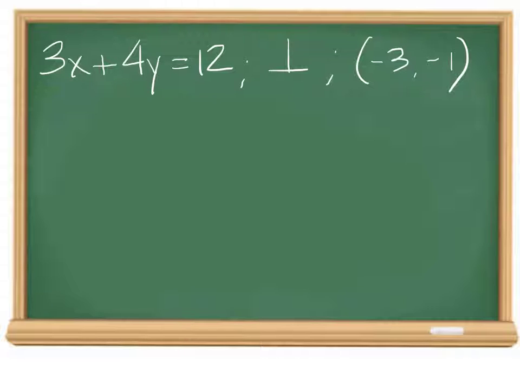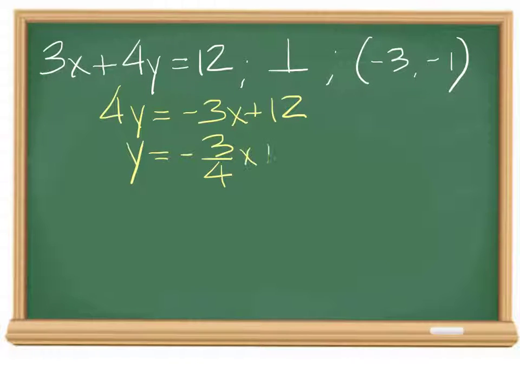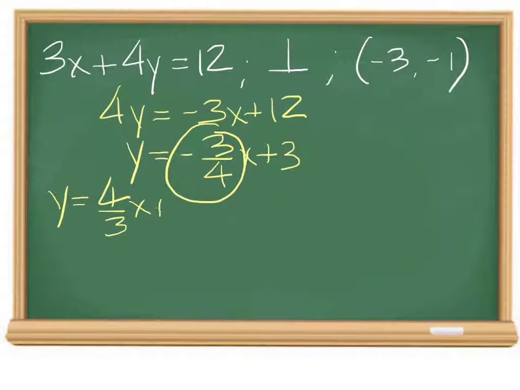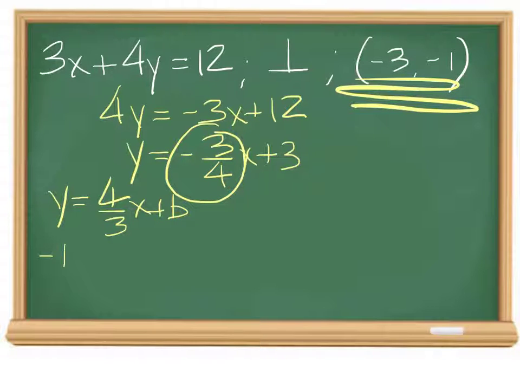On the practice problem, you should start with 4y equals -3x plus 12. Divide everything by 4, and then set up your new equation. But it must contain the negative reciprocal of this slope. So that would be 4 over 3 x plus b. Insert this point. -1 equals 4/3 times -3, and that's plus b.